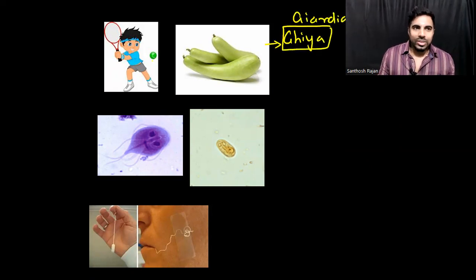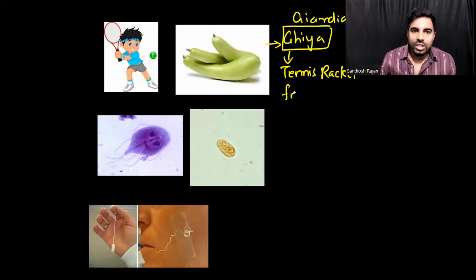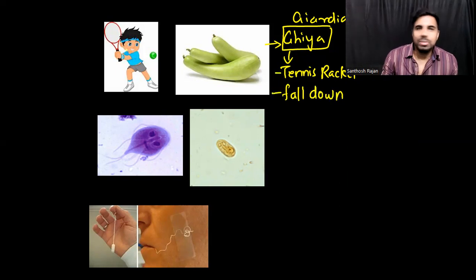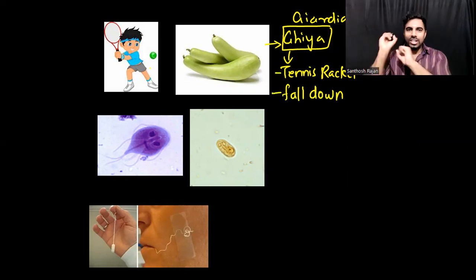Now look at this. What will you do? With a tennis racket, I hit the Gia, so the Gia falls down. Gia falls down. This is someone, me or whoever you want. I just hit the Gia with my tennis racket. It fell down. After falling down, what happened?